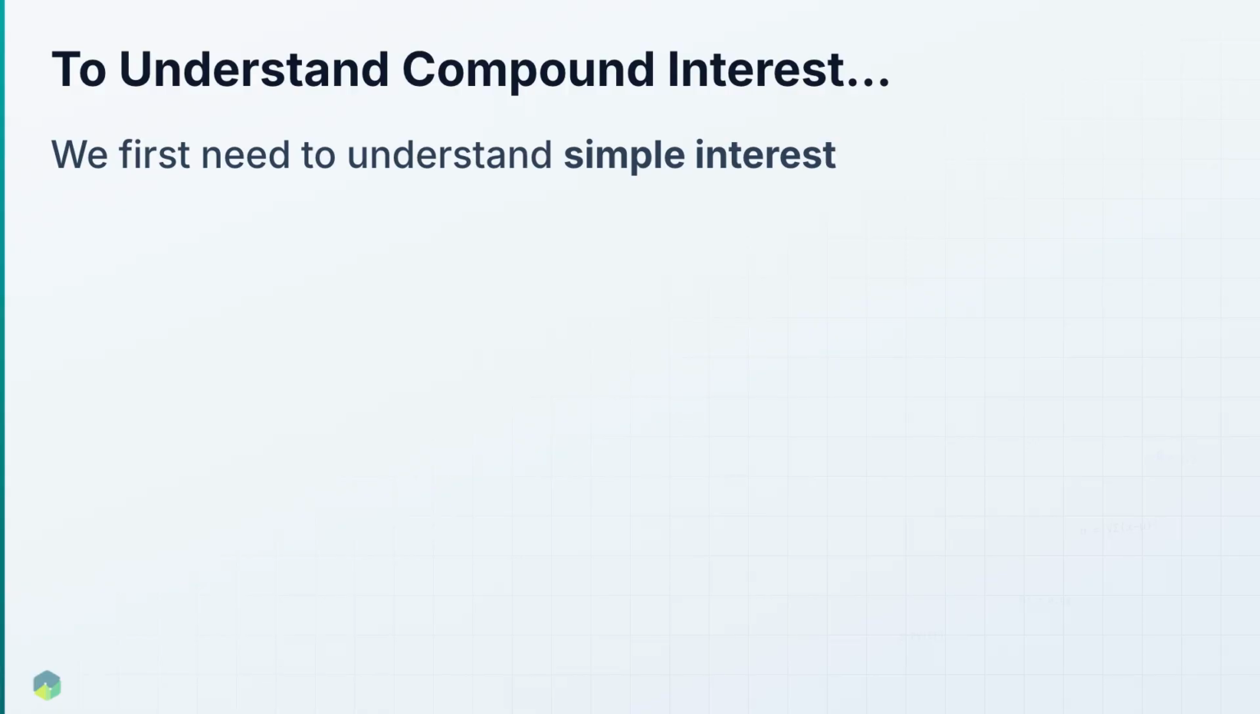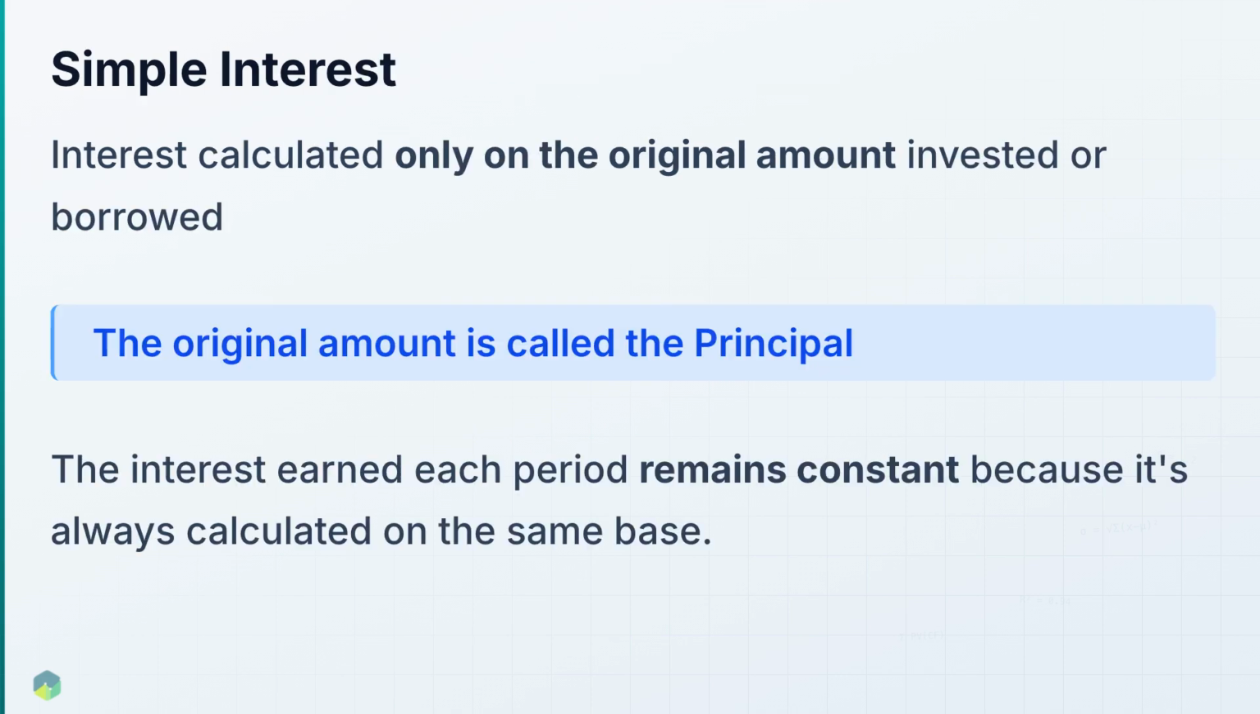To understand compound interest, we first need to understand its simpler cousin, simple interest. Let's start there. Simple interest is interest calculated only on the original amount invested or borrowed. This original amount is called the principal. The interest earned each period remains constant because it is always calculated on the same base, your original investment.